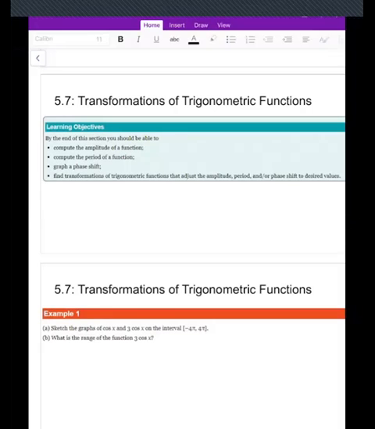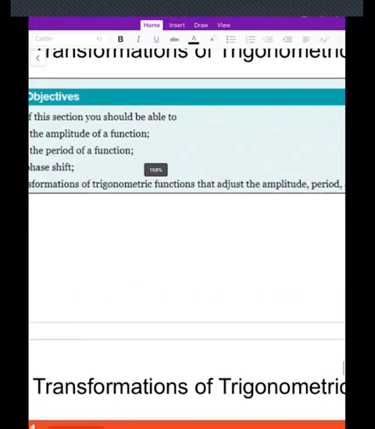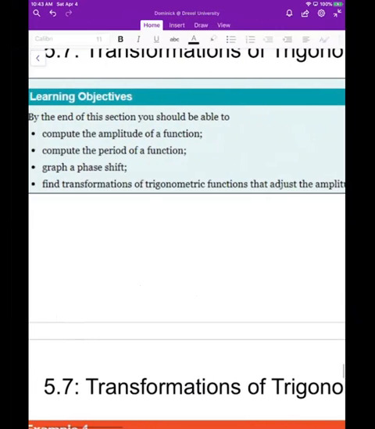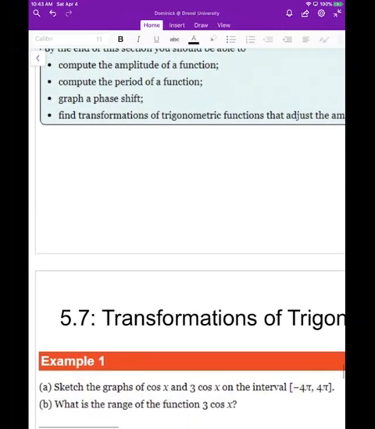Okay, guys, welcome. Today we're going to talk about transformations of trigonometric functions, and specifically we'll talk about how to find the amplitude of a trig function. Specifically, we'll talk about how to find the period of a trigonometric function. We'll talk about how to look at a phase shift, and we'll talk about how we can account for different types of transformations that will adjust the amplitude, period, and phase shift of a trig function.